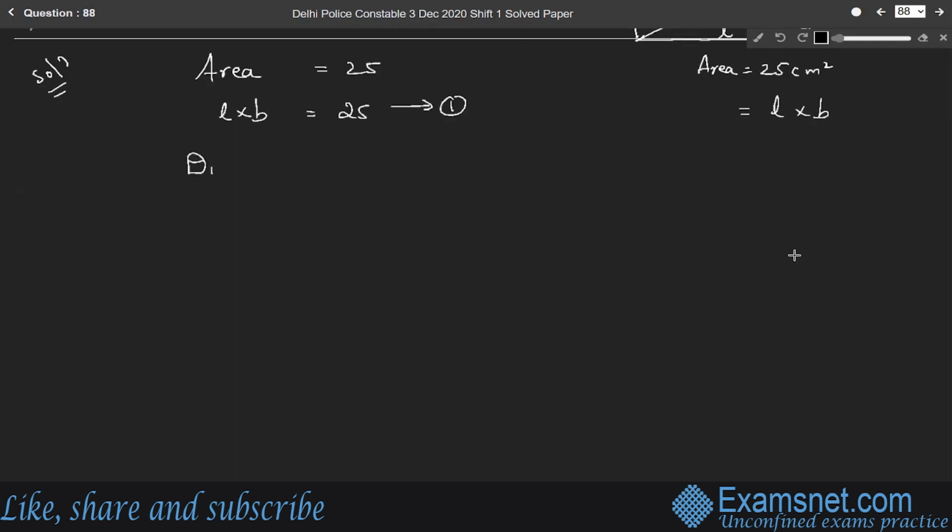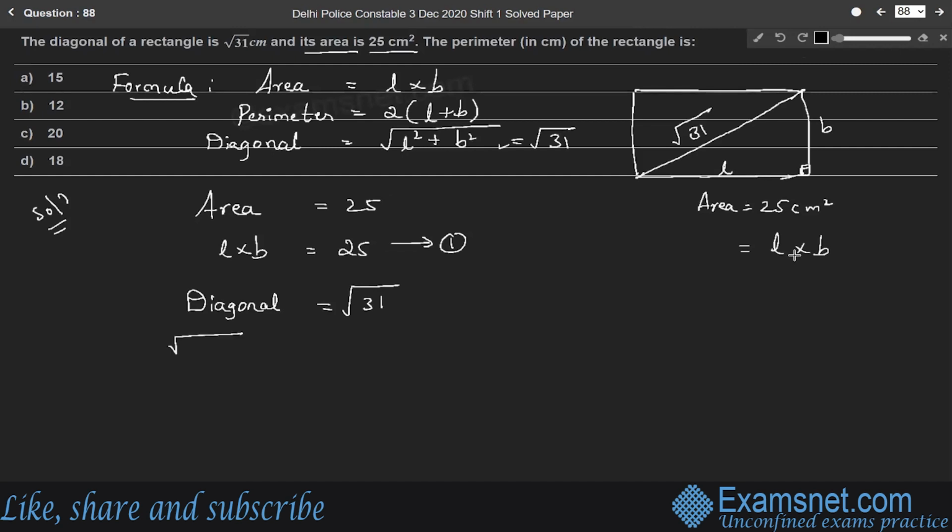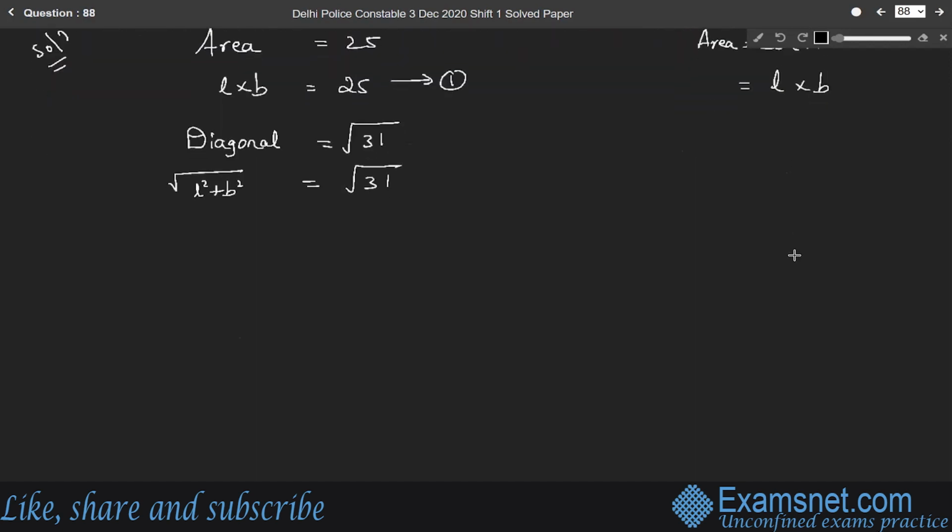Diagonal is equal to square root of 31. What is diagonal? According to Pythagoras theorem, square root of L square plus B square is equal to square root of 31. Right?